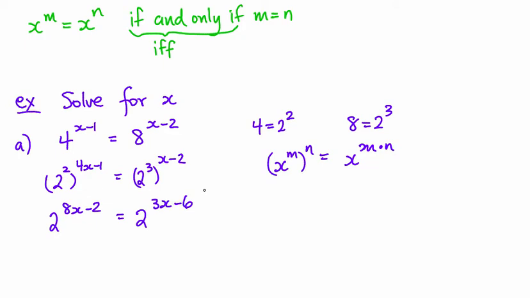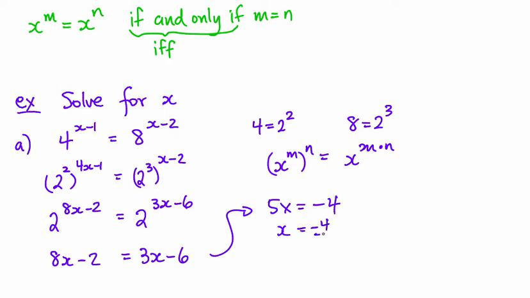And now I can use that rule because the bases are the same. So 2x minus 2 and 3x minus 6 have to be equal. Give myself a little room by working over here. x is equal to add 6 and subtract 2, which gives 4, so x is 4.